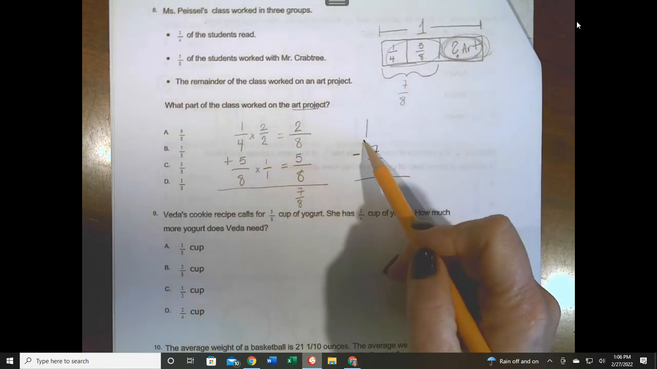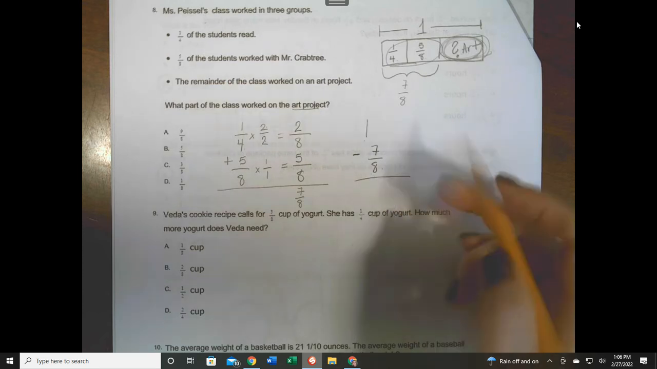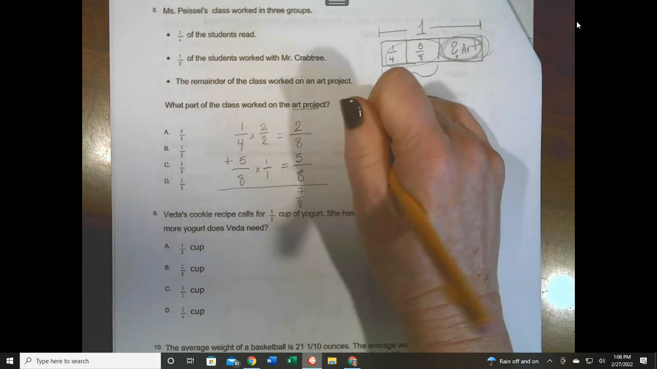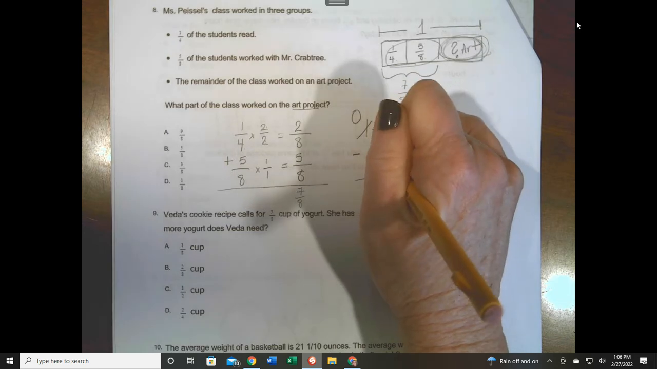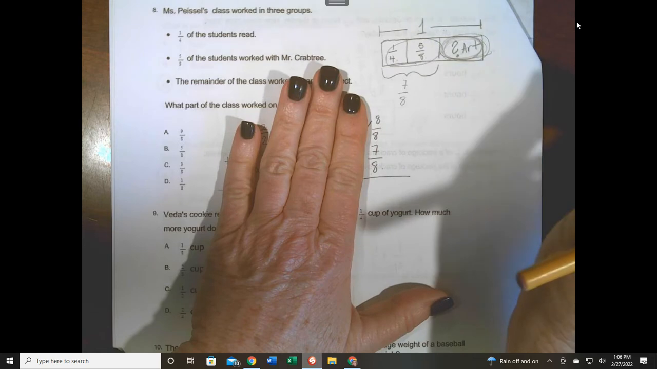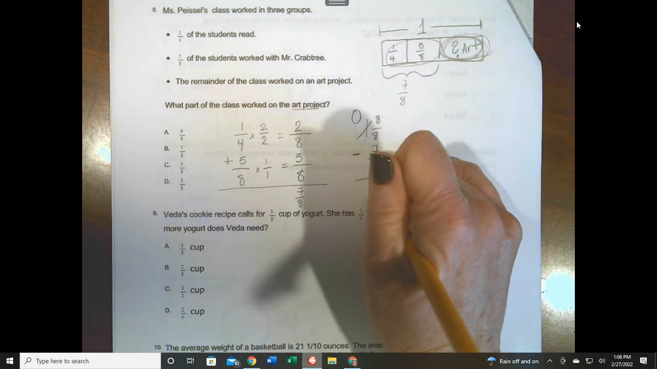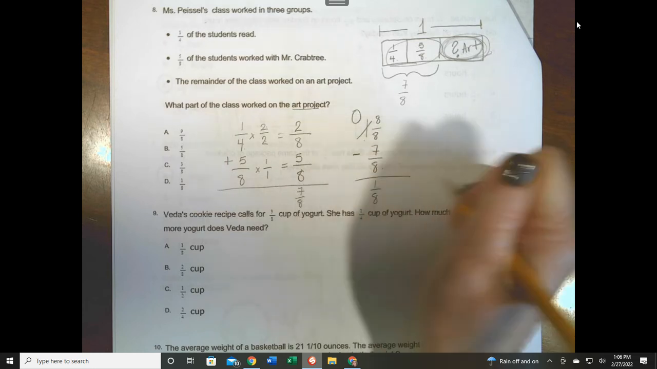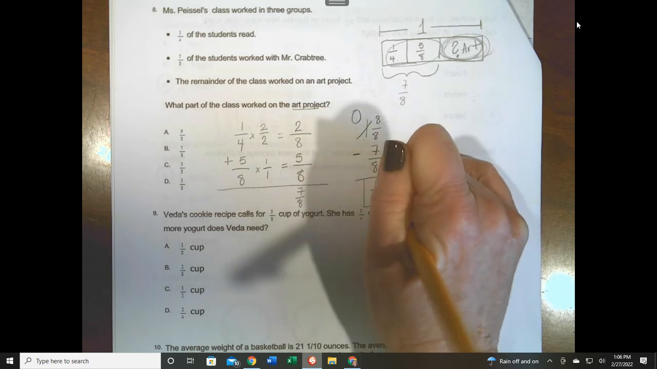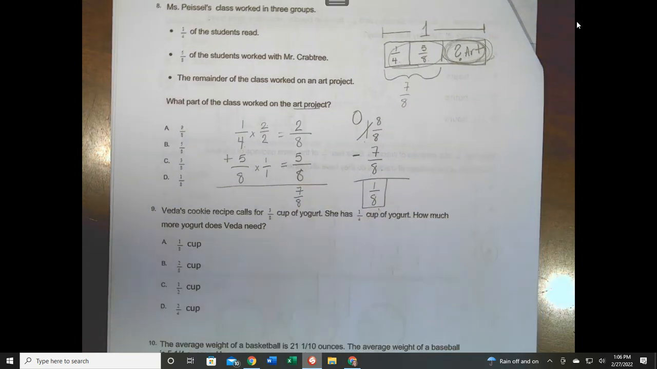All right, now one whole I need to rewrite so that I have some eights to subtract. So looking at the denominator, I need to rewrite one whole as 8/8. One whole class is 8/8 if I'm working with eights. 8/8 minus 7/8 is 1/8, and that's a unit fraction. It's not going to simplify, so 1/8 of the class is what I believe my answer to be.